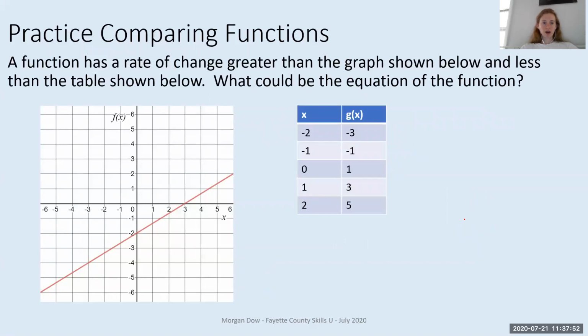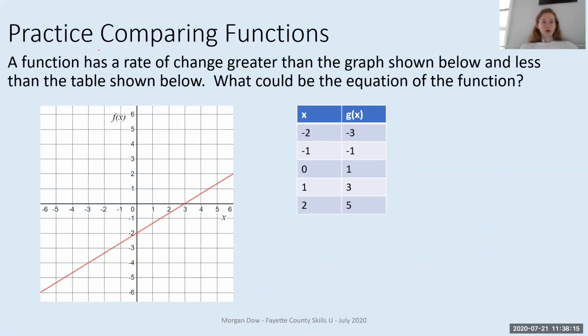Okay, so let's get some practice with comparing functions. So this says a function has a rate of change greater than the graph shown below, and I have that covered up on my screen, and less than the table shown below. What could be the equation of the function?